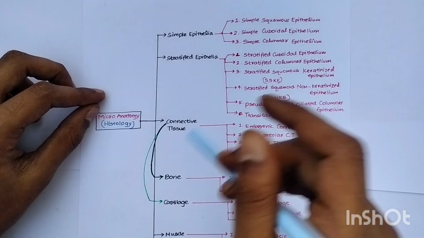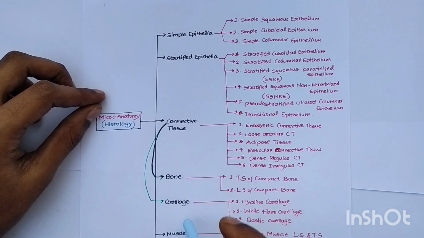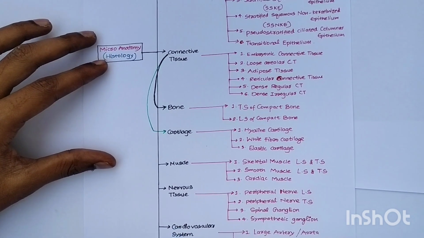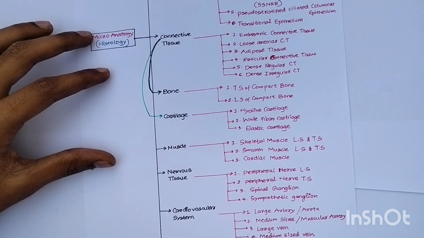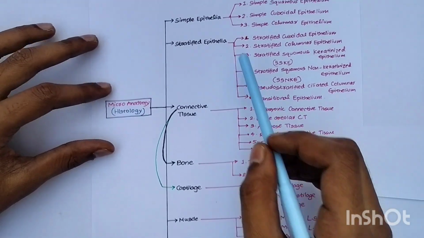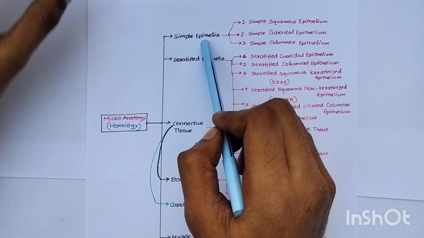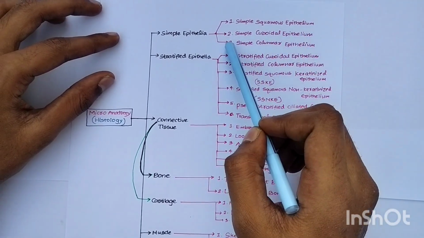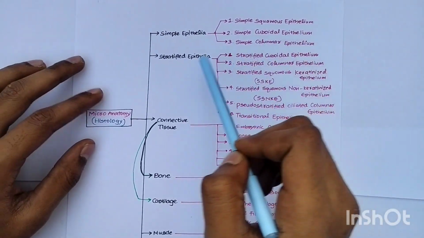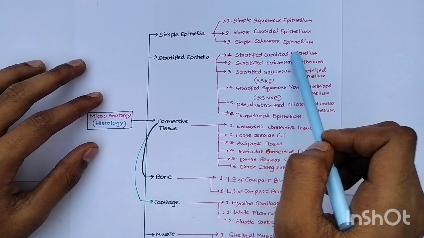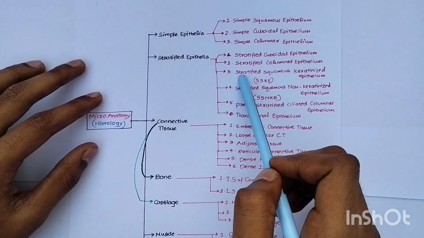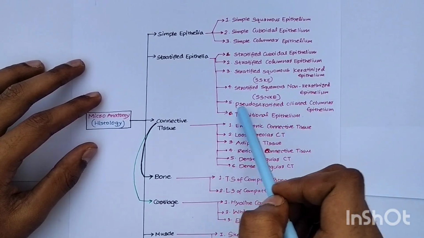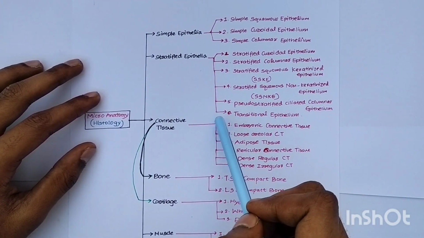Those microscopic structures of these organs and tissues: muscle and nerve tissue, the cardiovascular system, and the lymphoid tissue. So in the simple epithelium, epithelial layers, we'll see simple squamous epithelium, simple cuboidal epithelium, simple columnar epithelium, and in the stratified epithelium we'll see stratified cuboidal epithelium, stratified columnar epithelium, stratified squamous keratinized epithelium, stratified squamous non-keratinized epithelium, pseudostratified ciliated columnar epithelium, and transitional epithelium.